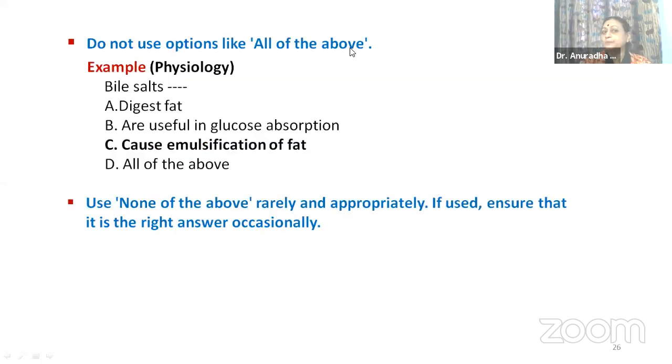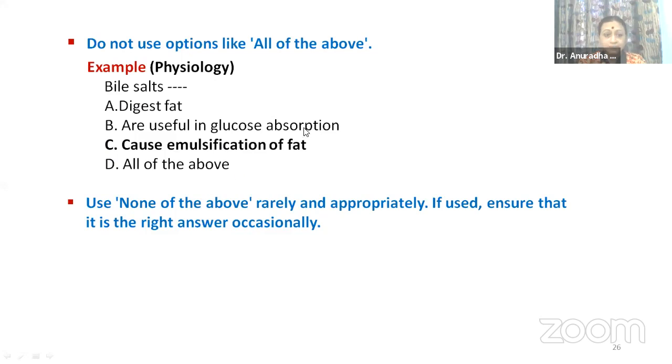Do not use options like all of the above. Ideally, do not use options like all of the above at all. If at all you have to use them, in that kind of format which I explained to you, the multiple selection type, where you have 3 or 4 different components, maybe more than one is correct, and you are expecting the student to say A and D, B and C, C and D, A, B and C, A, B, C and D. So all of the above can be possible, but not in this kind of question.